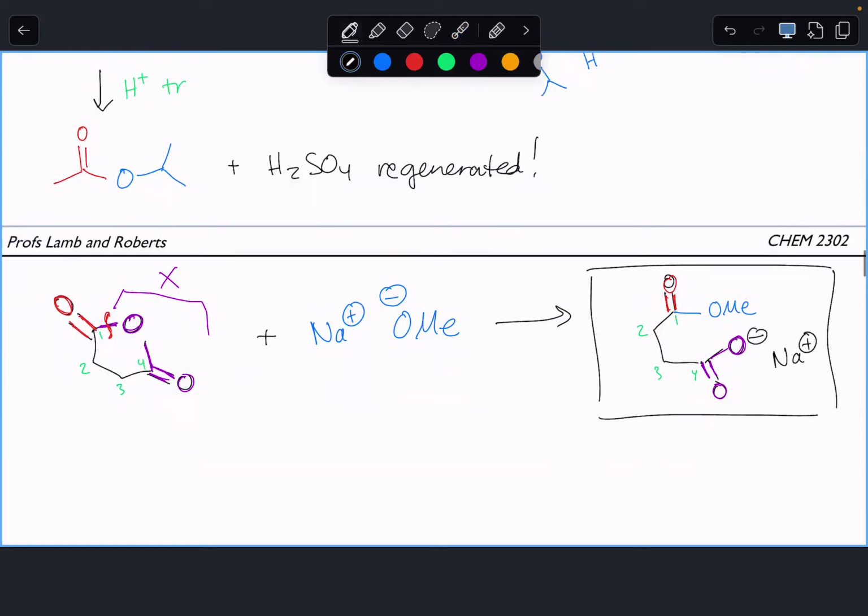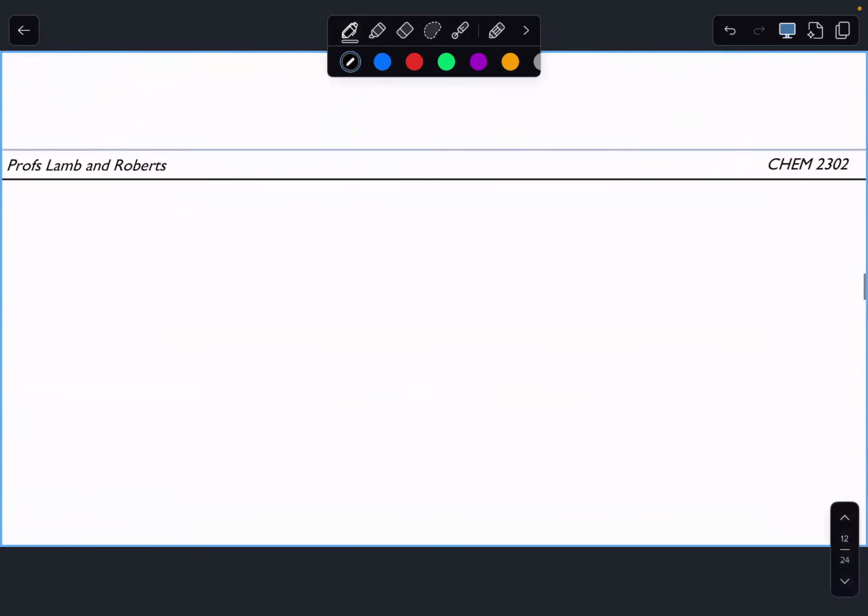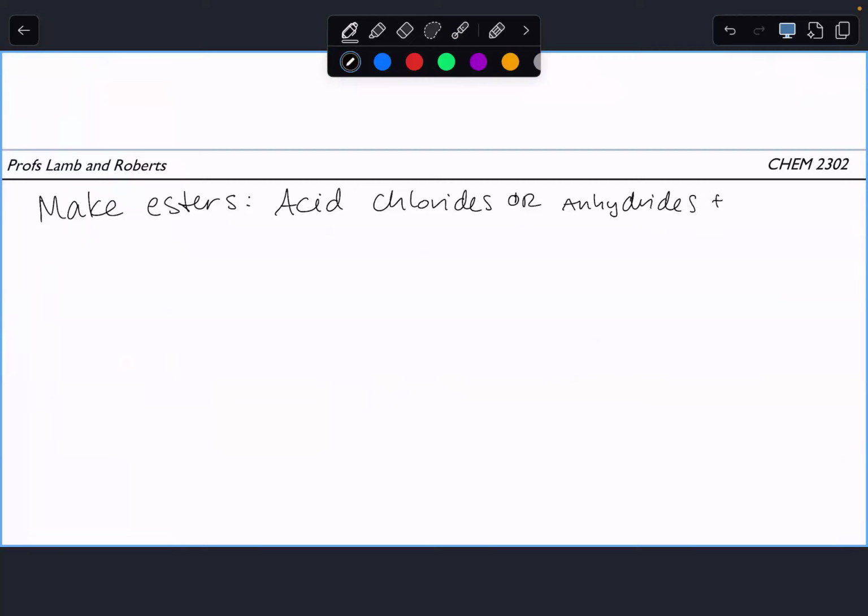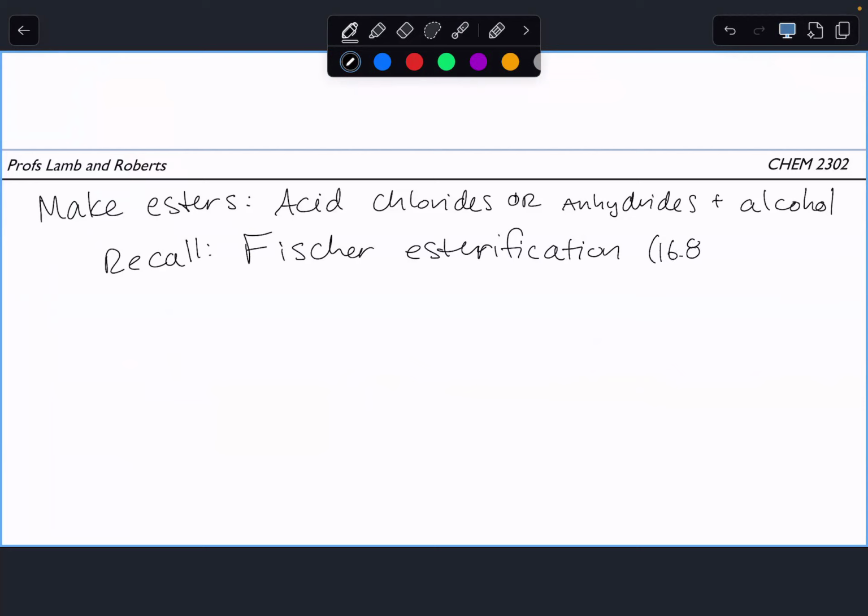Let's recall some stuff about esters. So we have now learned that you can make esters from acid chlorides or anhydrides plus an alcohol, right? We just went through a couple of examples of that. Recall that you've also learned to make esters from Fischer esterification. We talked about this both in 16.8 and in 19.14.